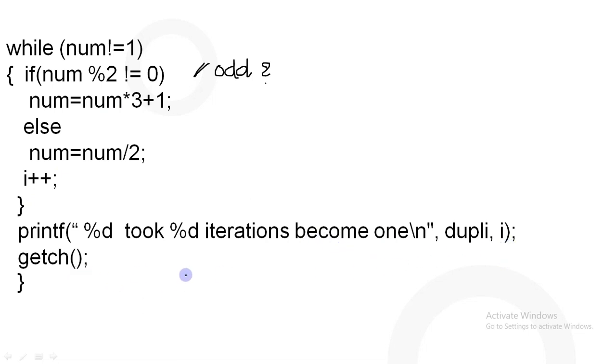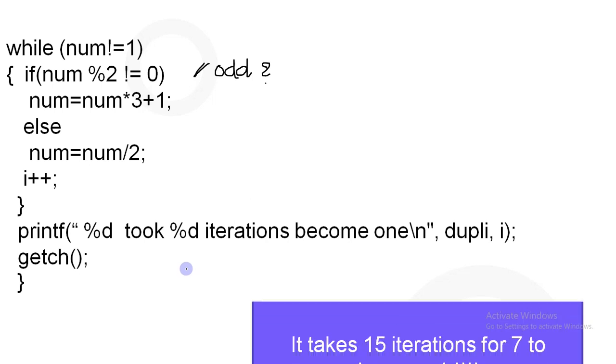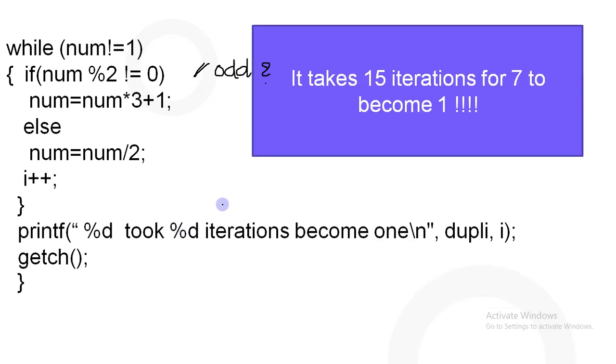Therefore we will trace an example. It takes 15 iterations for 7 to become 1. Let us see that. First, 7 is there, so 7 mod 2 not equal to 0 because it's an odd number, so the number will become 7 into 3, that is 21 plus 1, 22. In the first cycle it is 22. 22 is tested, it is even, so it will become num by 2, 11. In the second iteration it becomes 11.